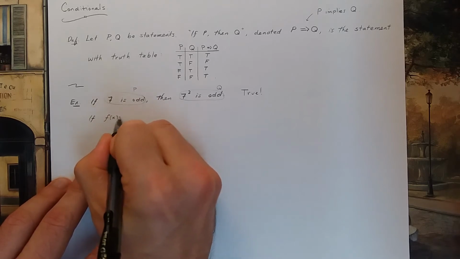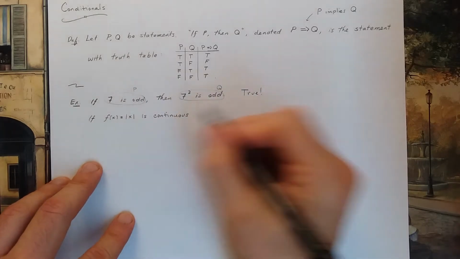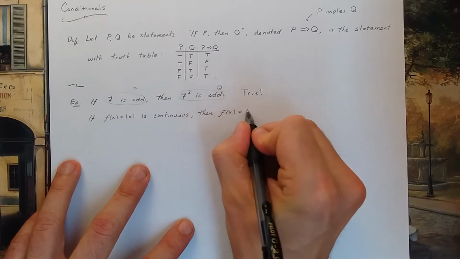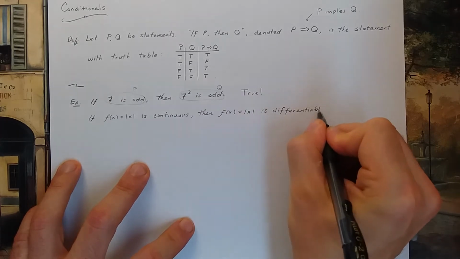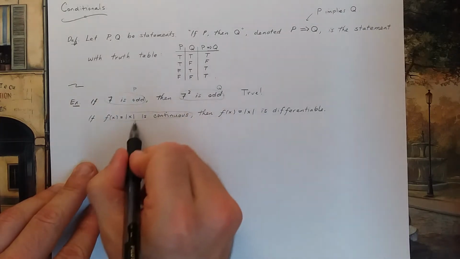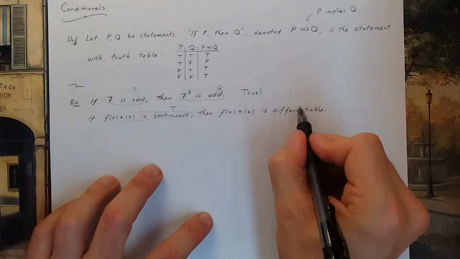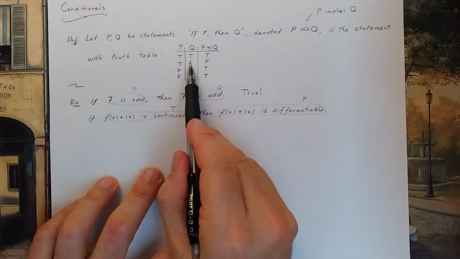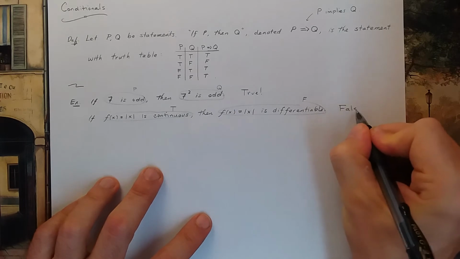So I could say, if the function f of x, being the absolute value of x, is continuous, using the calculus idea of being a continuous function, then f of x, the absolute value of x, is differentiable. This is an if-then conditional statement. The first P statement happens to be true. So this is a true statement in calculus. And this second statement, you might remember, happens to be false. So I'm in the true-false row of the table, and by definition, the output is false. So this is false.